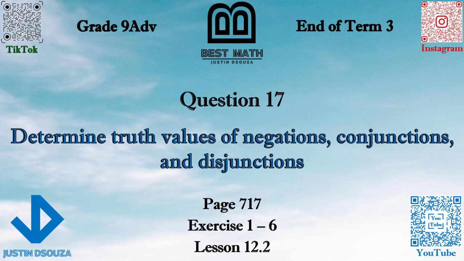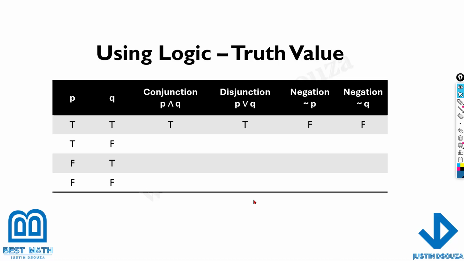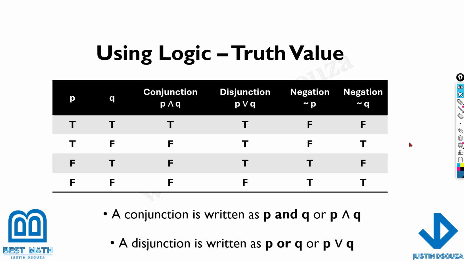In this question, we will determine truth values of negation, conjunction, and disjunctions. Here we have the truth value table. These are the values. Now, this is conjunction, this is disjunction, but how will you remember conjunction and disjunction? I always tell my students remember the word A, like AC. A, C. Okay? A is, you can see, from up to down, like this, right?